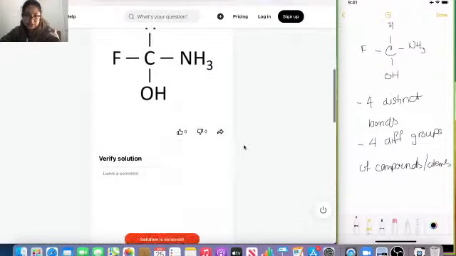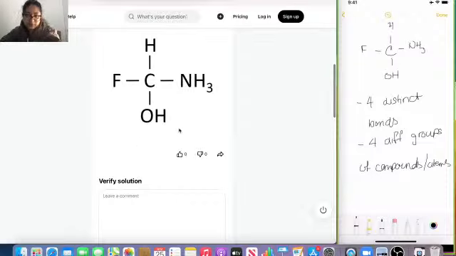And so over here you can see they have 4 distinct groups of atoms or compounds, and so this is correct.